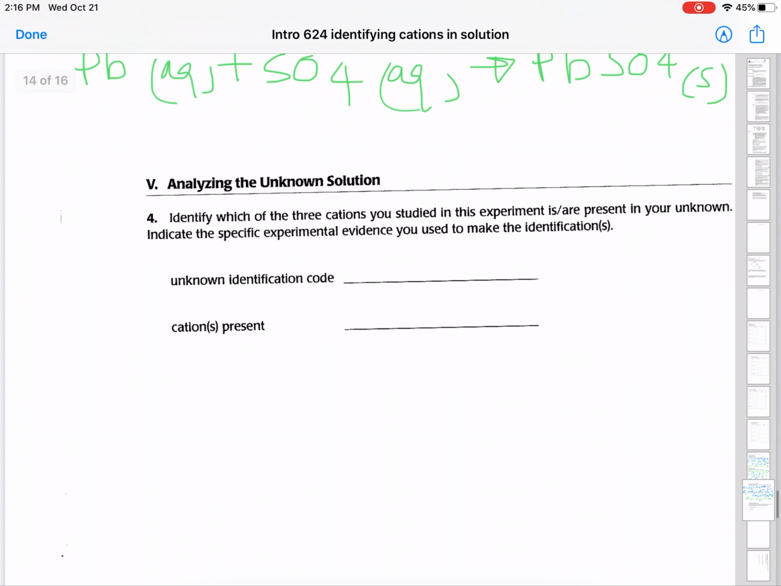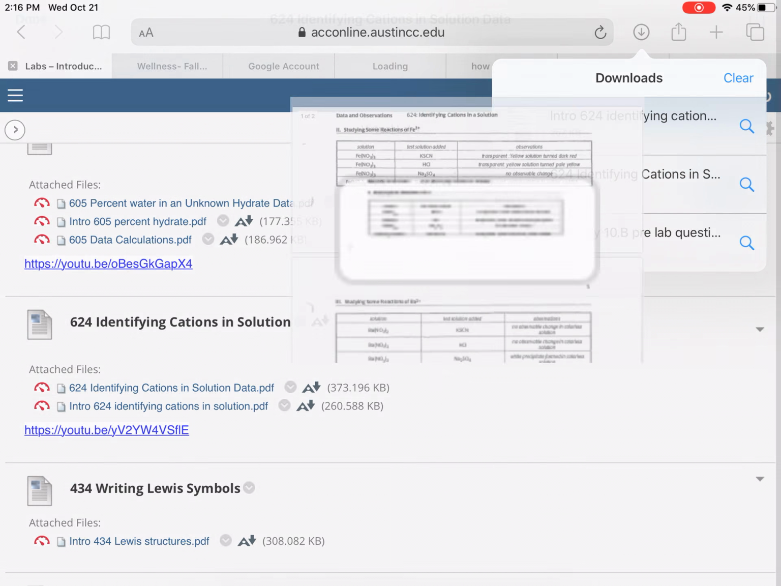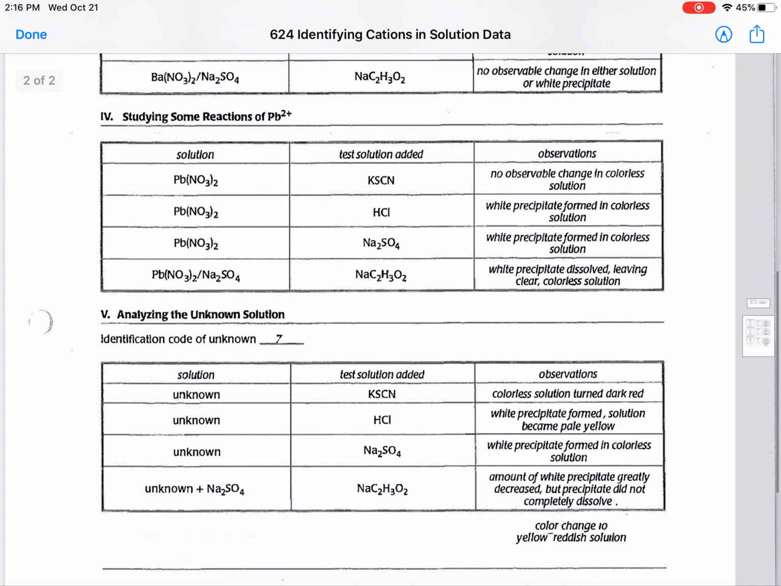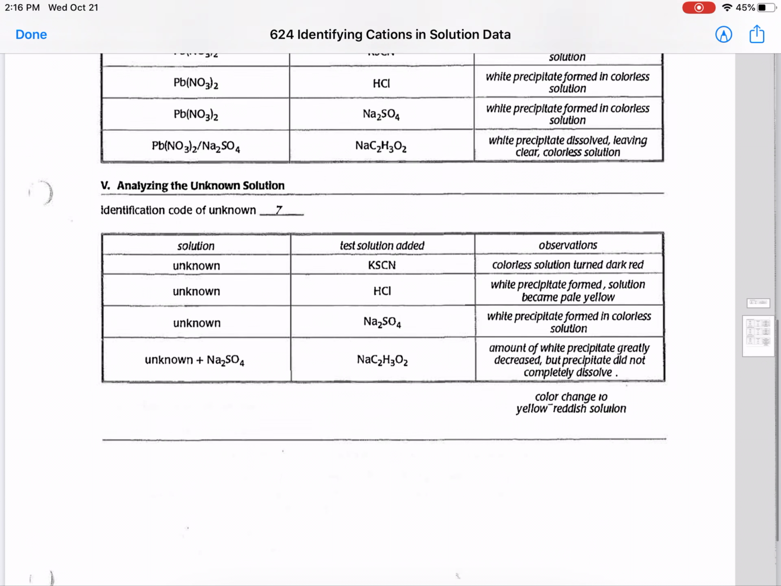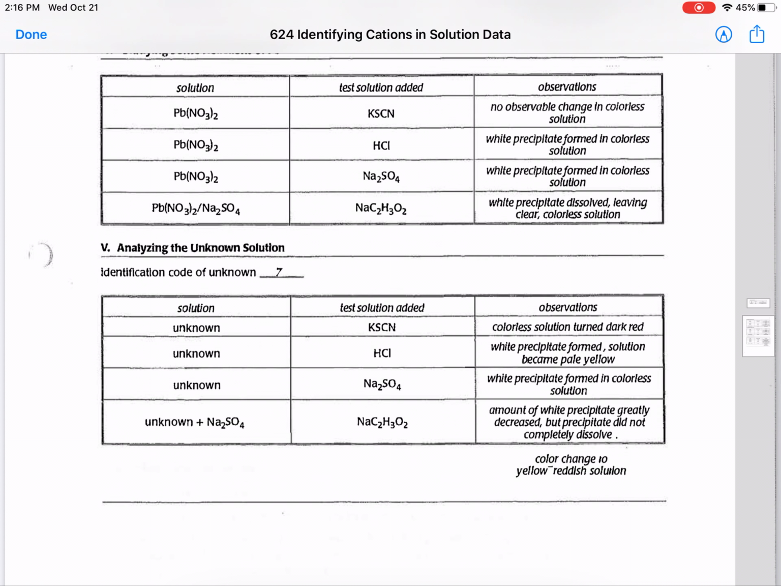And then analyzing the unknown solution. Unknown identification code, this unknown number, what you did for the unknown number. So these are the observations which you have as data, and your identification code of the unknown is unknown number 7. So unknown, when you add potassium thiocyanate, colorless solution turned dark red. What does that mean? Which one gave you a dark red color? That was iron, right? So meaning your unknown compound has iron in it.